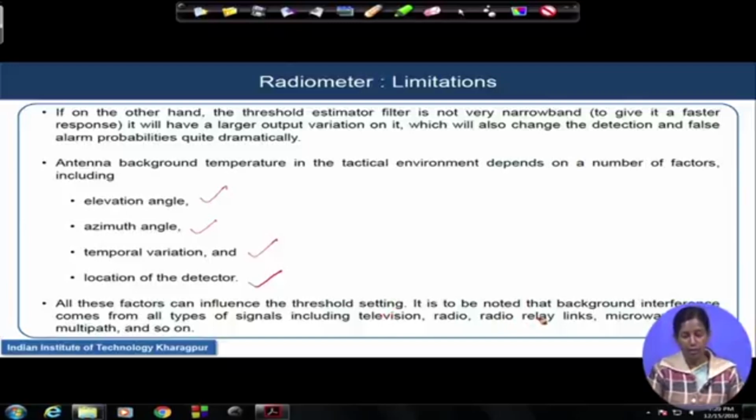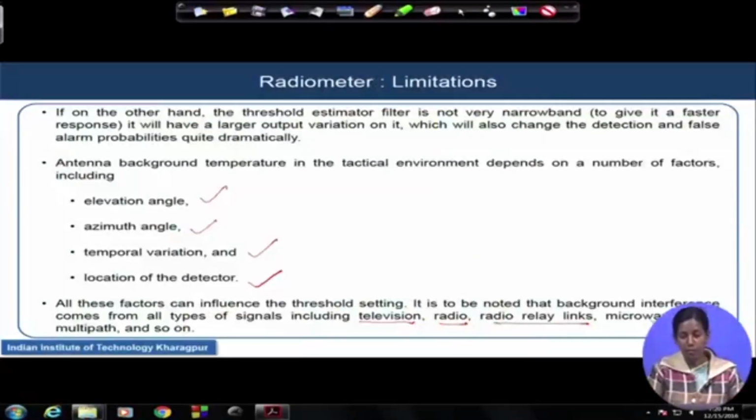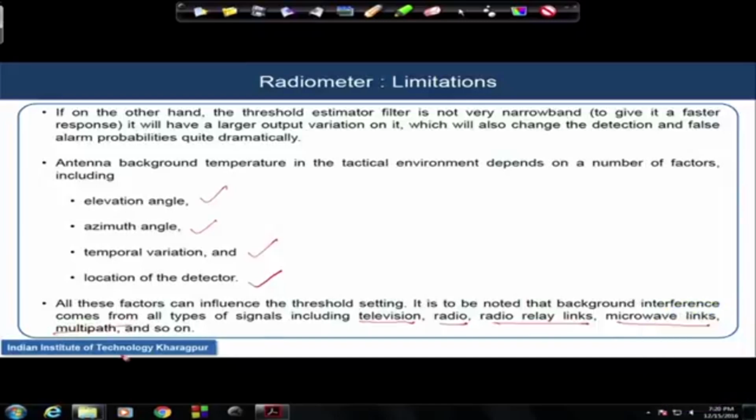You can also note that this background interference, which we were talking about in the last slide: when we are choosing the threshold, we are thinking that only noise is coming, but sometimes noise clubbed with some other interfering signals may also come into the picture, and those interfering signals can come from television, radio relay links, microwave links, multipath, and so on. So, there are a lot of sources, and each of these sources has its own independent profile of interfering signals. So, it is really very hard to select the threshold for the radiometer, as the detector output is heavily dependent on that.